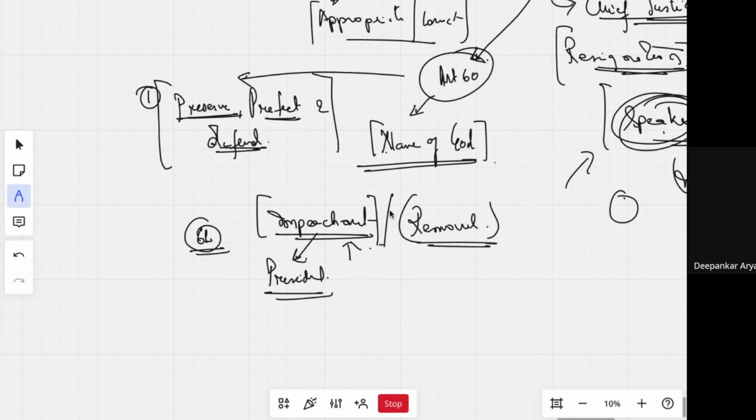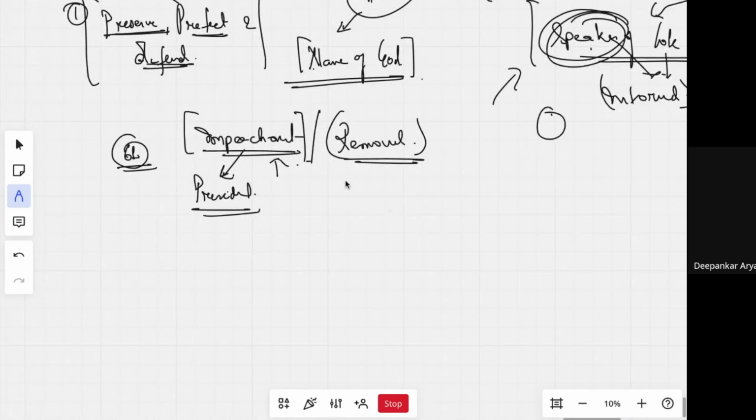Okay. So only the President of India can be impeached, others can be removed. Not only the CJI, High Court judges can be removed. Okay. What is the basis for removal or impeachment? Violation of the Constitution. Okay.